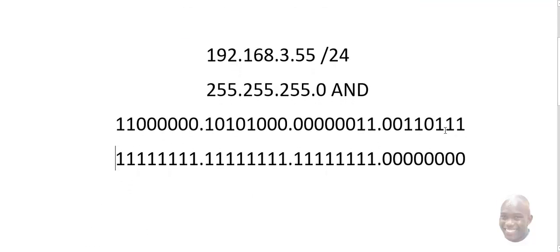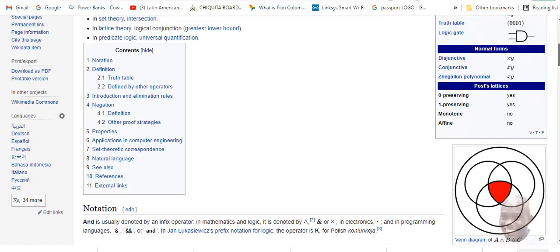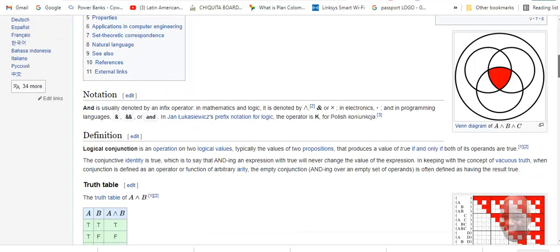Again, this is how routers identify networks, finding the network ID or network address, and they use the process of ANDing. Let me talk about ANDing in terms of Boolean logic, or logical conjunction. A true and a true equals true, a true and a false equals false, and a false and a false equals false. So basically you're replacing these with ones and zeros.